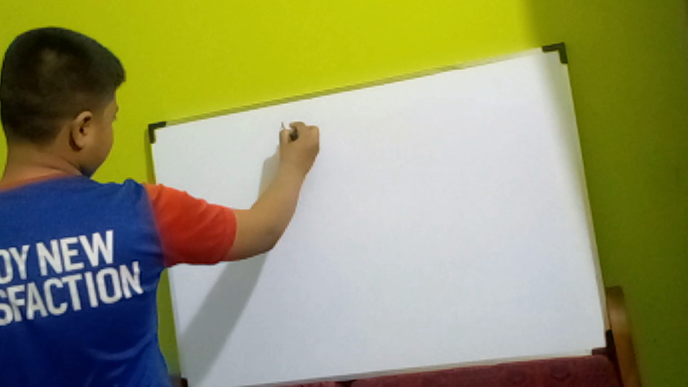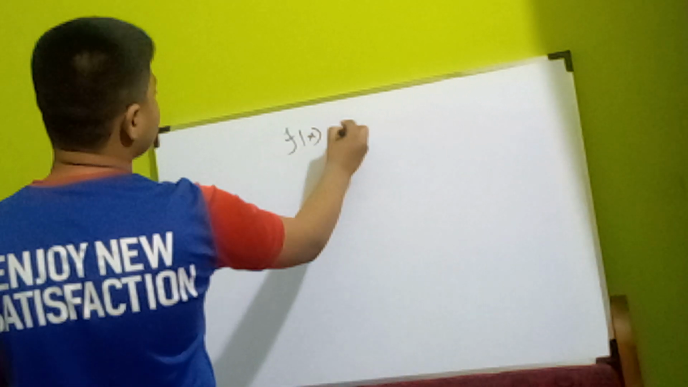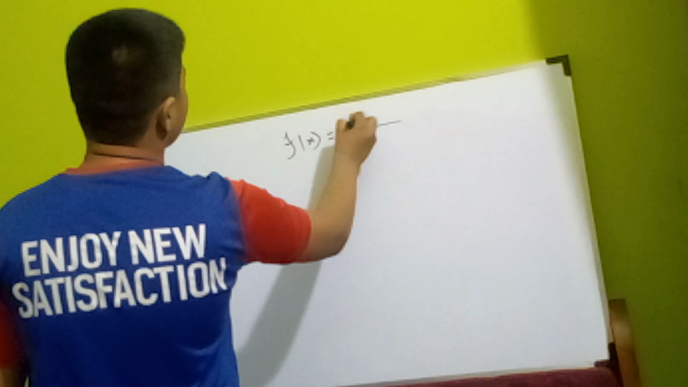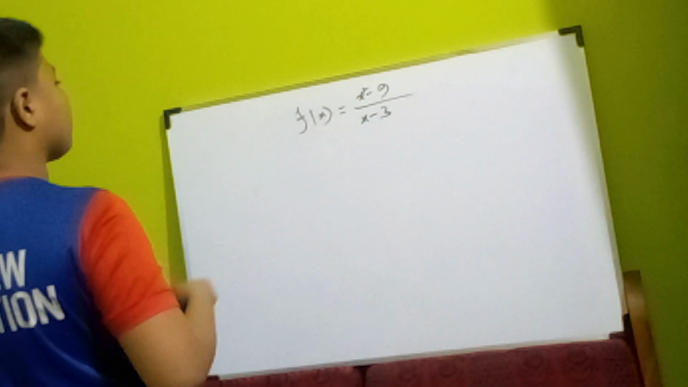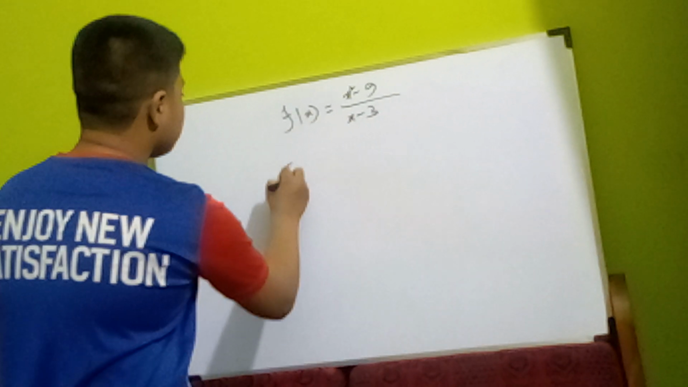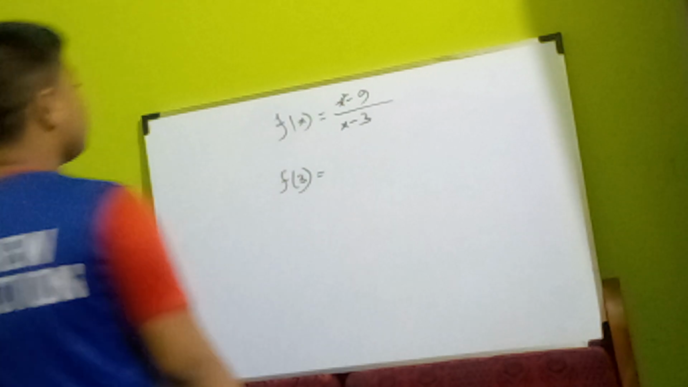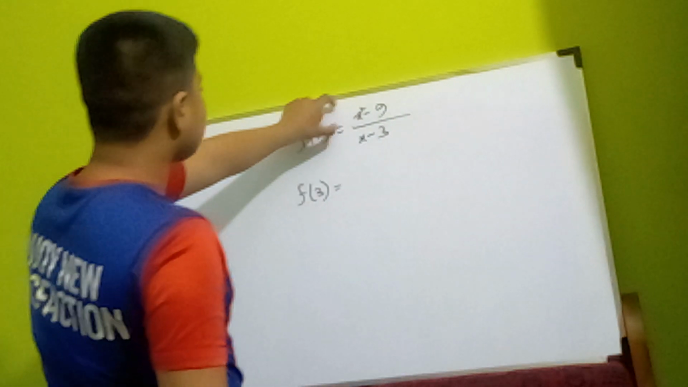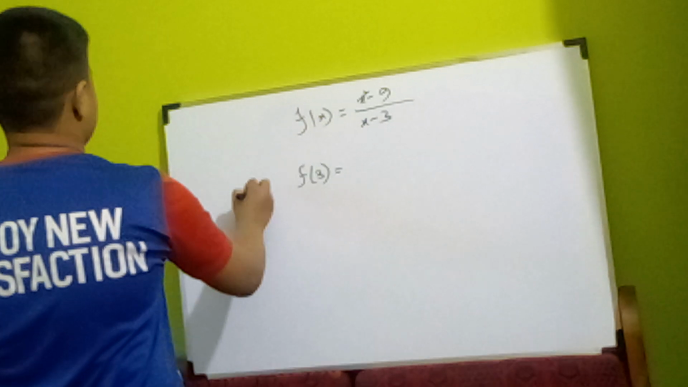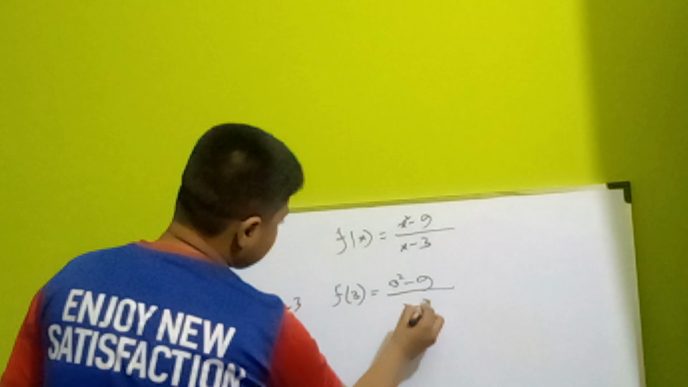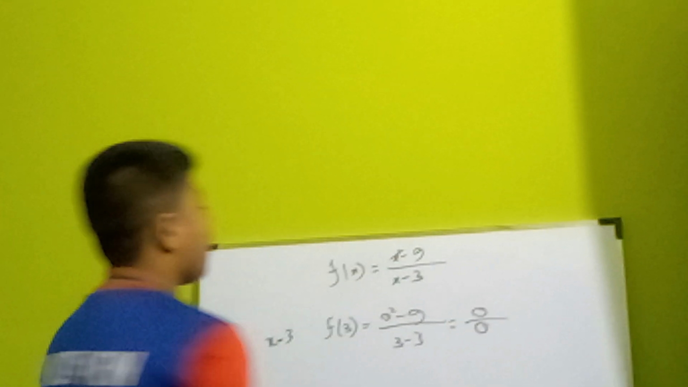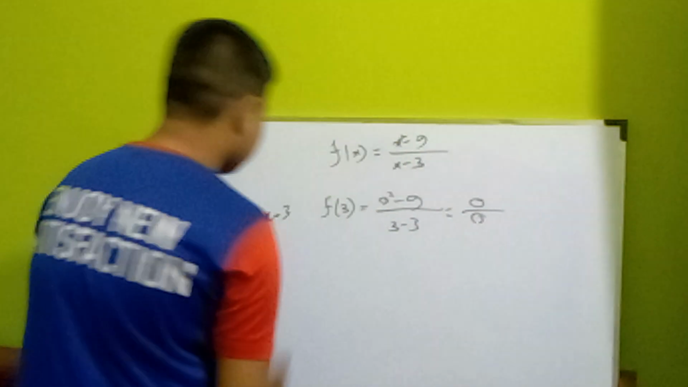Our next topic, let's give an example. Let's say f of x is given by x squared minus 9, divided by x minus 3. And we want to find what f of 3 is. f of 3 just means we're inputting x equal to 3. So this is going to give us 3 squared minus 9 over 3 minus 3, which is just 0 by 0 and it's undefined. This is where we're going to be looking at limits.